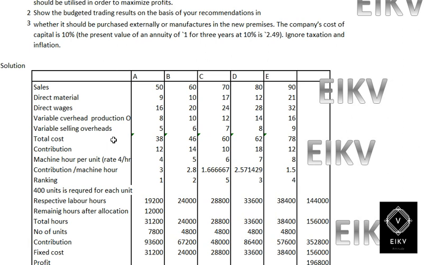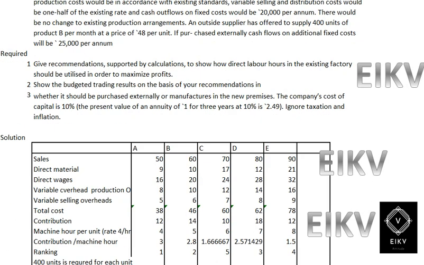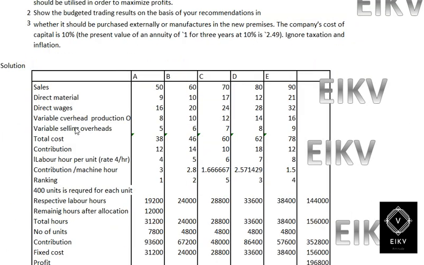When we subtract total cost from sales, we'll get the contribution, and here the limiting factor is given as direct labor hours. So the limiting factor is the labor hour. Therefore, the labor rate is 4 per hour. When we divide the total labor cost by the labor rate, we will get the total labor hour requirement.